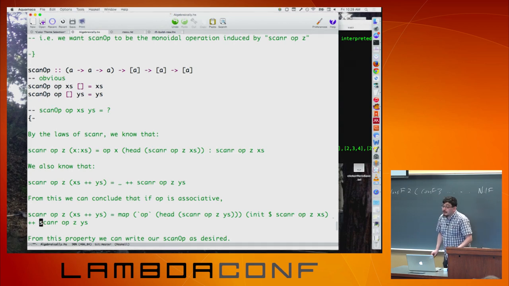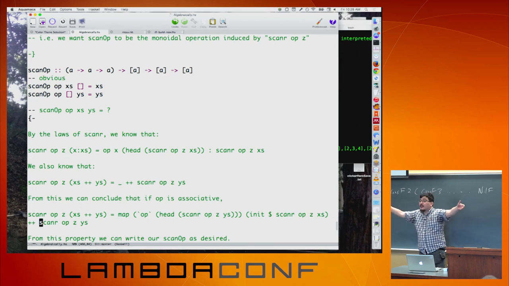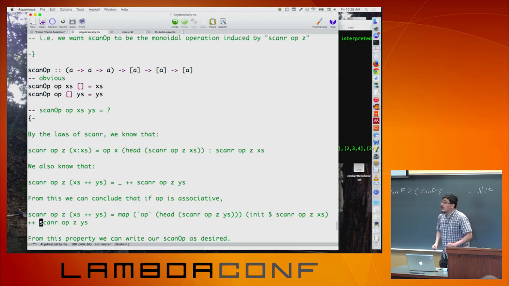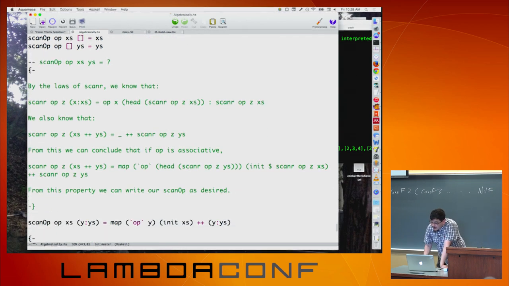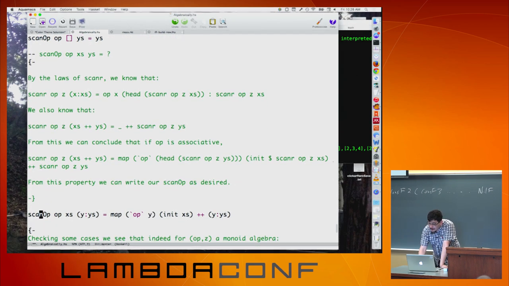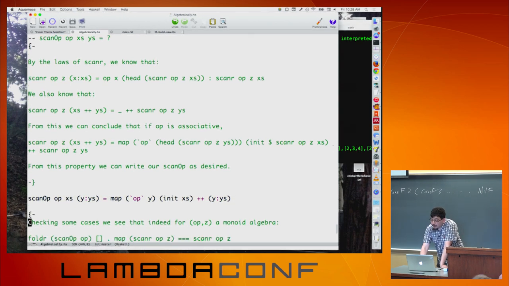Now we have something that really starts to look like a plus plus on one side and a plus plus on the other side. So we're starting to get towards this decompositional property that we wanted to see. And now we write it, and that's about as far as I got. And there it is. Just by that property, we can write this. This is a monoidal operation.